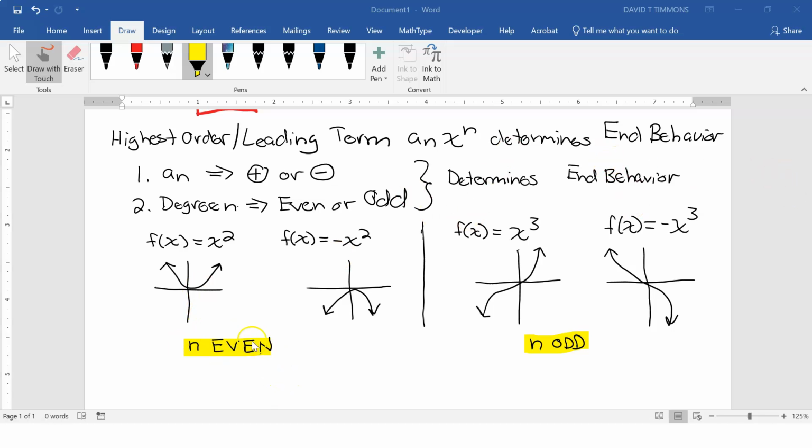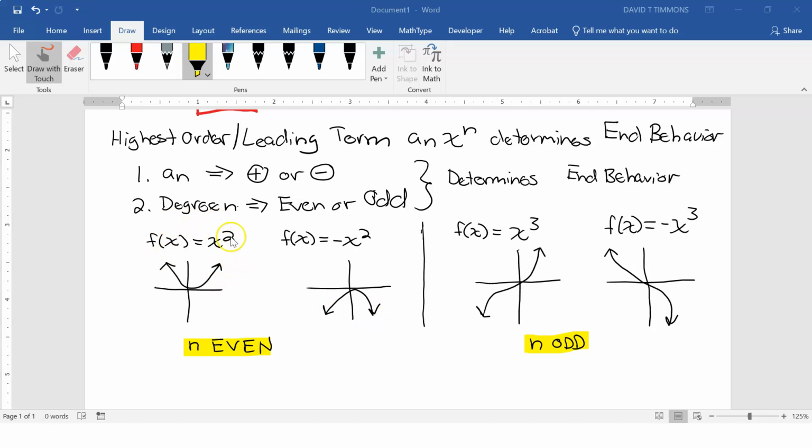Let's look at the case where n is even first. This might be the simpler case to understand. And you actually have already seen this behavior when we were graphing quadratic functions in section 3.1. The quadratic function is a polynomial. So let's look at f of x equals x squared. Notice, when the degree of the polynomial is even, the end behavior is always the same. That will be the characteristic of when the highest order term has an even degree. The end behavior will always be the same.